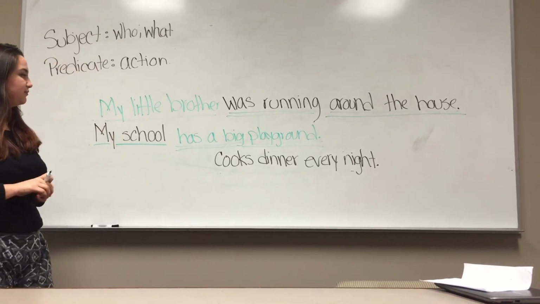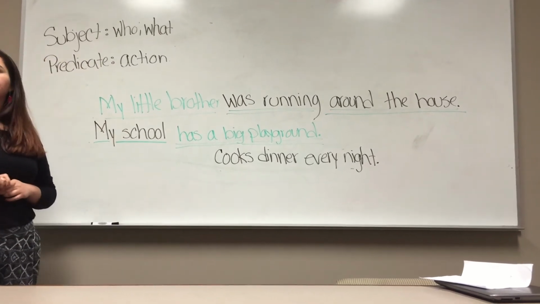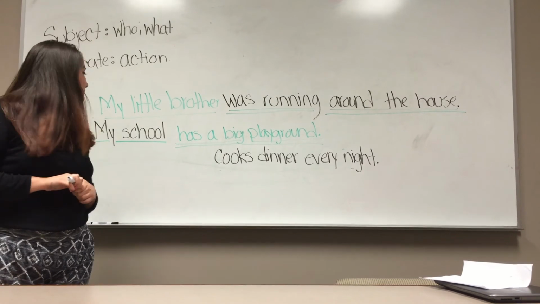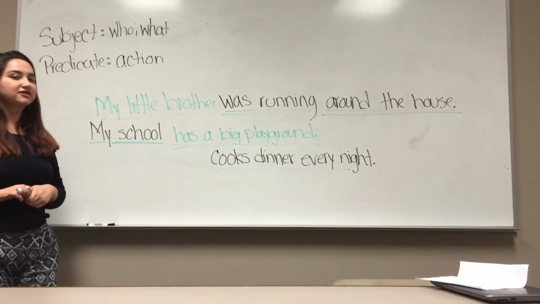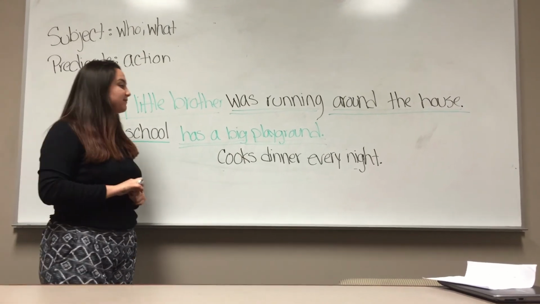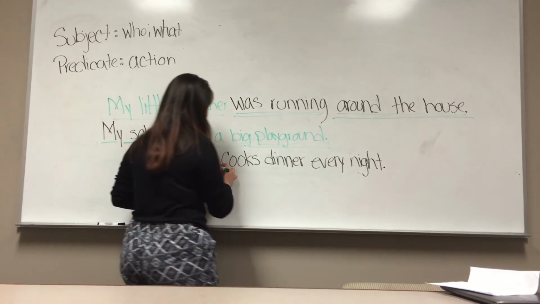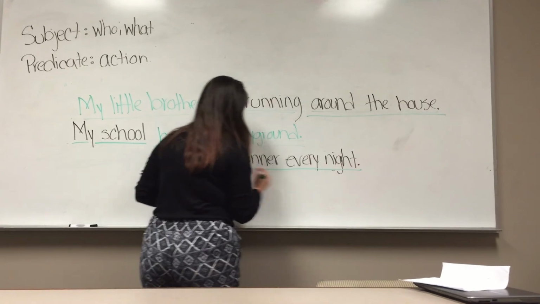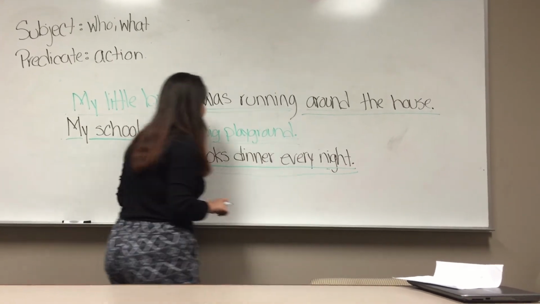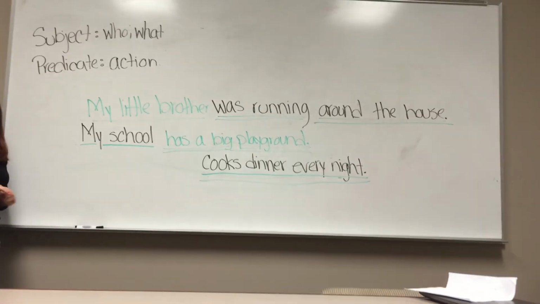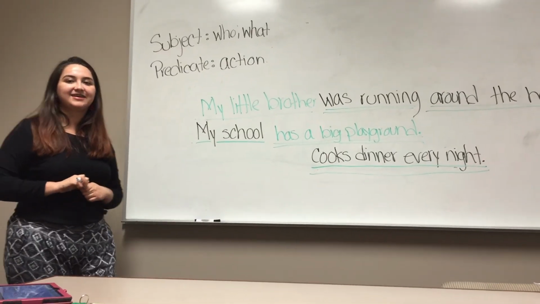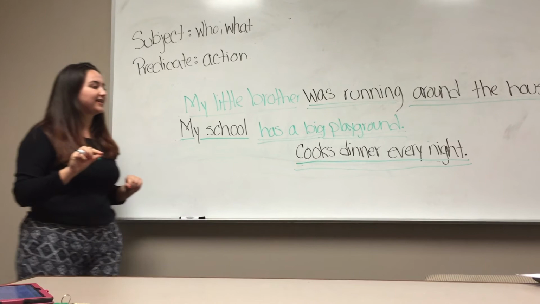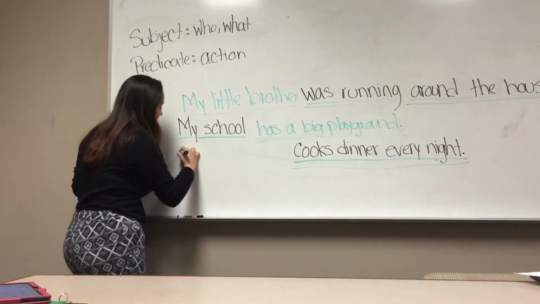And now our third example. Let's see. Mariana cooks dinner every night. Would this be our subject or our predicate? Very good, it's our action. Cooks dinner every night, so we underline it twice. Very good. So then give me a subject. My grandma. Very good.